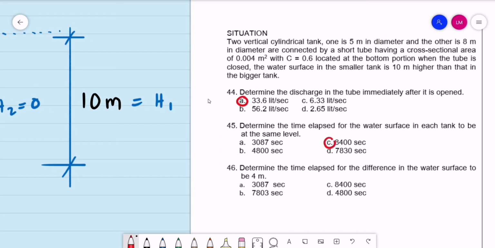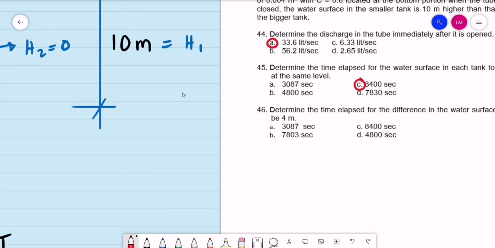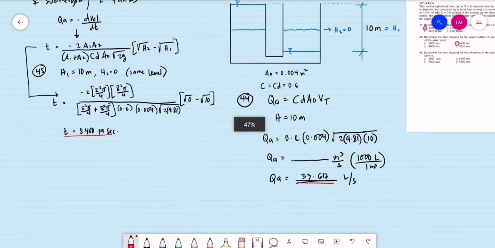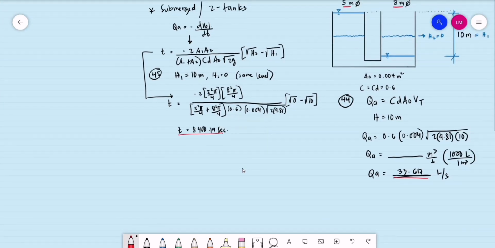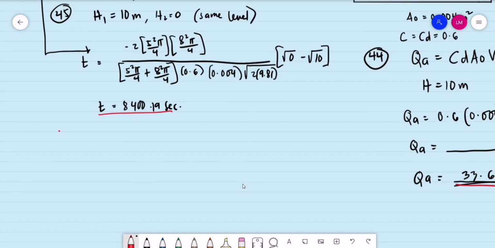Letter C, 8,400. So, number 46 naman, determine the time elapsed for the difference in water surface to be 4 meters. Okay, for 46, ganun pa rin yung ating initial head, that is 10 meters. So sabi niya, hinahanap yung time para yung magiging difference in water surface to be 4 meters. Yun yung ating final head, the 4 meters.